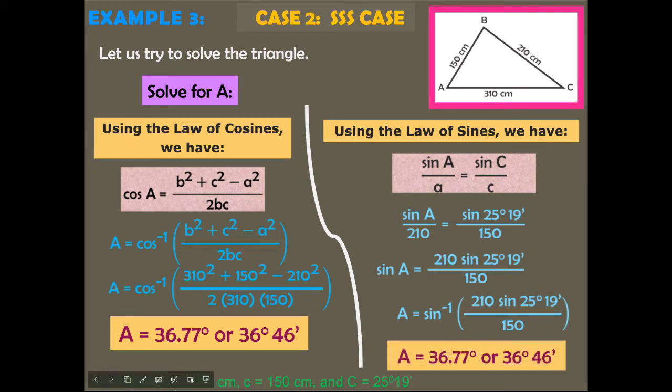So with the help of your calculator, you will find that angle A is equal to 36.77 degrees or 36 degrees and 46 minutes. So the same value that we found when we used the law of cosines here, right?